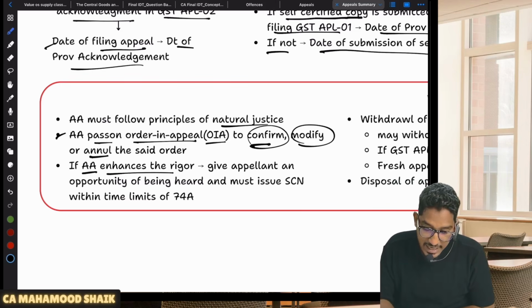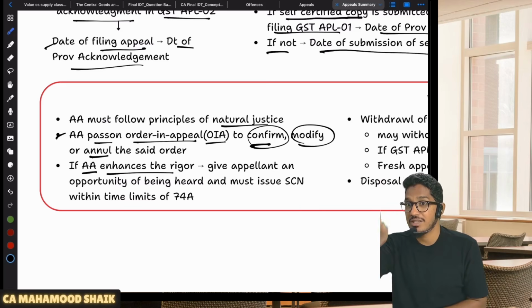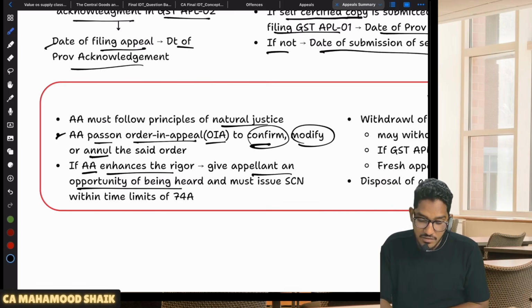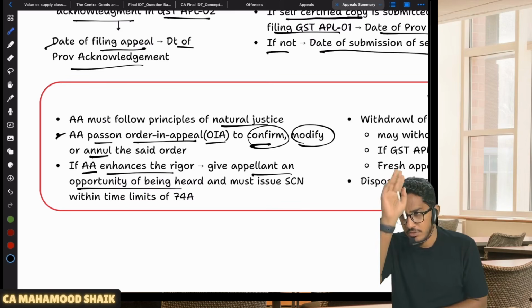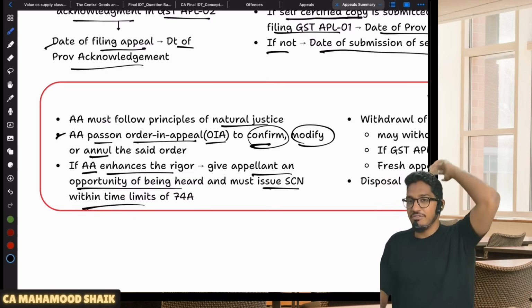If the AA enhances the rigor, let us say the department filed an appeal or the aggrieved person filed an appeal, and because of the appeal the appellate authority is increasing the rigor, that means they are saying you are required to pay more tax, more interest, more penalty than whatever is given in the order. That can be done only after giving an opportunity of being heard. Very, very important. Opportunity of being heard must be given, and that additional amount they can raise a demand for only within the time limits of 74A.